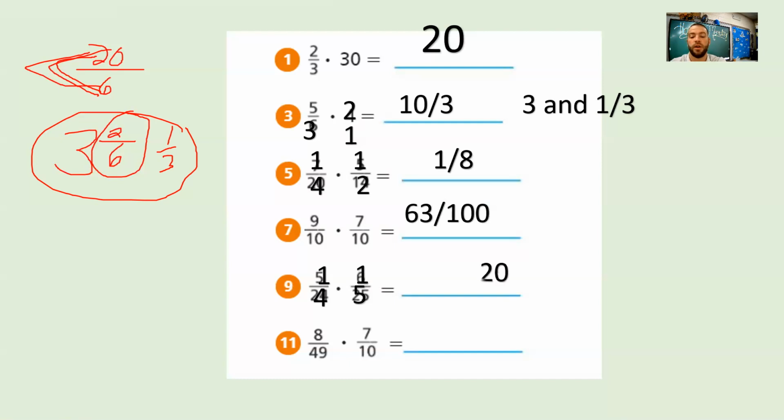1 times 1 is 1, and 4 times 5 is 20. What about 8 over 49 and 7 over 10? Is there anything I can cut those down by first? 8 and 49? No. 7 and 10? No. 8 and 10, they're both even. Cut them in half. Turn that into a 4. Turn that into a 5.